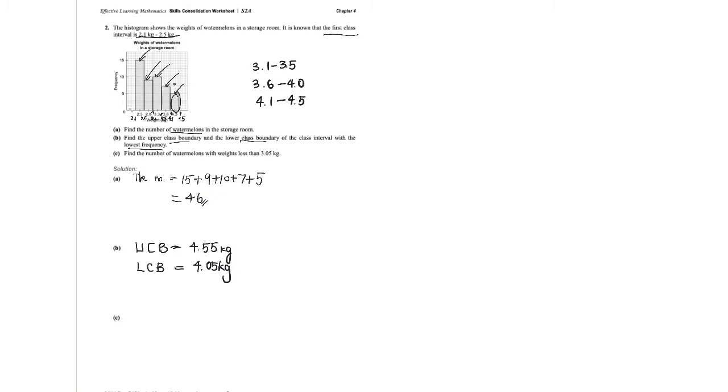Okay, for the last one, if you want to find out less than 3.05, you can see that this is the column that you should consider. And that is why the number will be equal to 15 plus 9, which is 24.